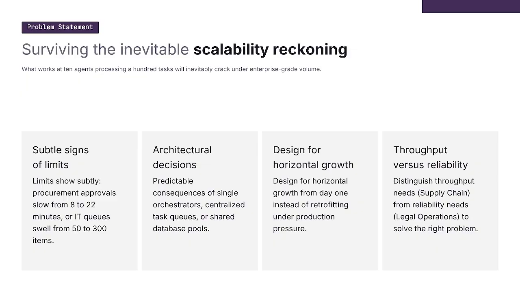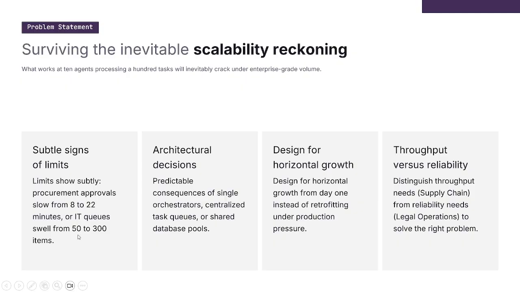You must design for capacity based on the workflow volume. You must put that into consideration to know the number of agents you should design and how you should design for the workflow distribution. So, subtle signs of limits. Limits show subtly. Procurement approval slows from 8 to 22. If you are implementing an old pattern for a new pattern which has increased workflow, you notice, for instance, that in the procurement agent you have approval slow from 8 to 22 because the agents are overloaded.